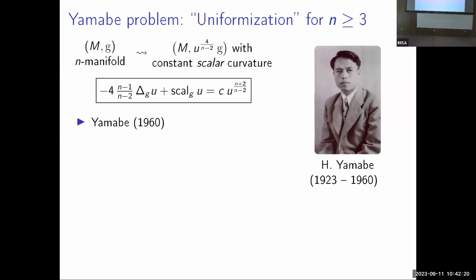Yamabe in 1960 wrote a note in which he claimed that he proved the existence of a positive solution, but he never published it. He put it in the book. And then he died very young, in very tragic circumstances. Two students of his went to his office, opened the door, found this note, and published it with his name. So there was this paper published after his death with his name, claiming the existence of positive solutions for this equation for every compact manifold. But the proof was wrong.